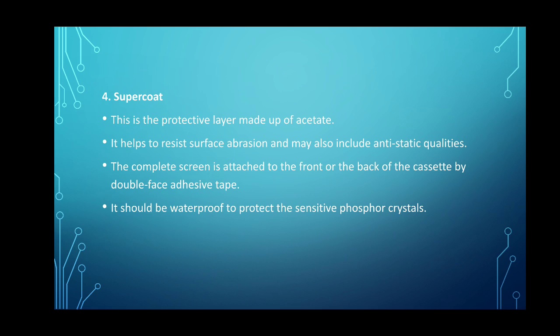Last layer, supercoat. This is the protective layer made up of acetate. It helps to resist surface abrasion and may also include anti-static qualities. The complete screen is attached to the front and back of the cassette by double-faced adhesive tape. It should be waterproof to protect the sensitive phosphor crystals.